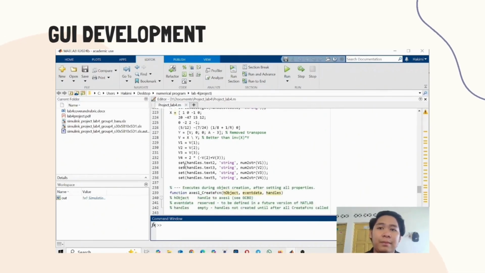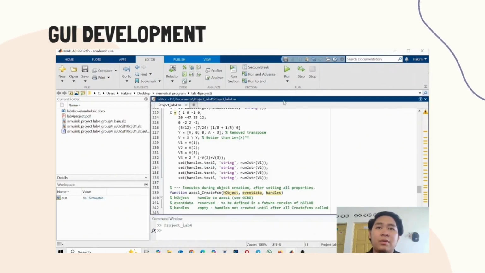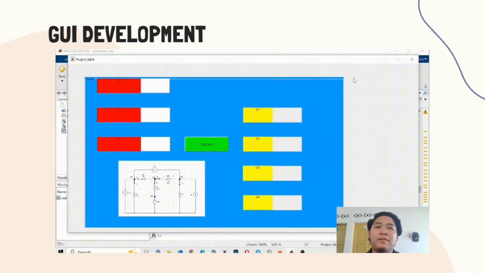So we see the setup. For the output, we set it in text 2. It is like the tag that we set in the static text. So text 2 for the V1, text 3 for the V2, text 4 for the V3, and text 5 for the V4. After that, to get the value in the GUI, we must run first. Okay, after that, we get the layout for the GUI.